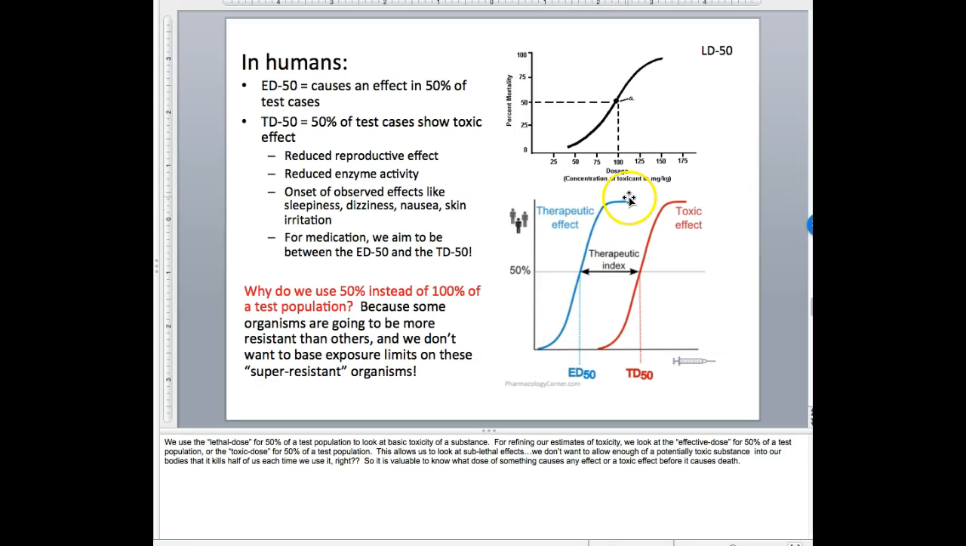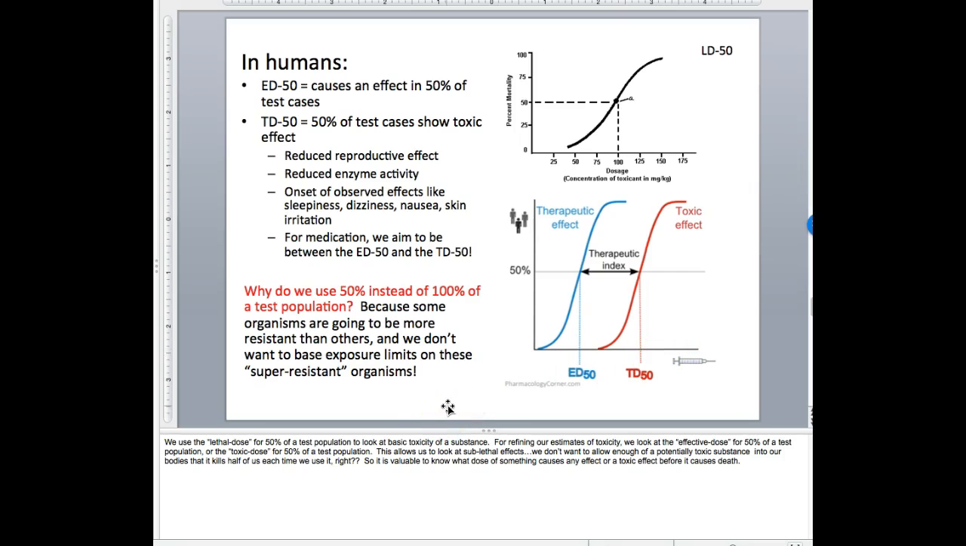chemical first causes any kind of effect, and then, of course, the toxic effect, where 50% of the population shows some kind of negative impact. And this difference between those two is what we call a therapeutic index. And so we do these same types of studies for our drugs as well. We want Advil to reduce our headache, but not cause other effects. And certainly, if there were another curve up here of the LD50, you certainly don't want it to cause death.